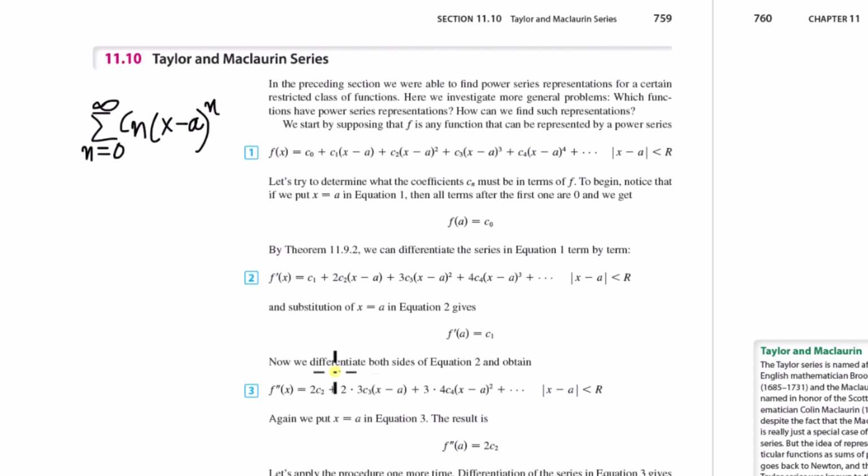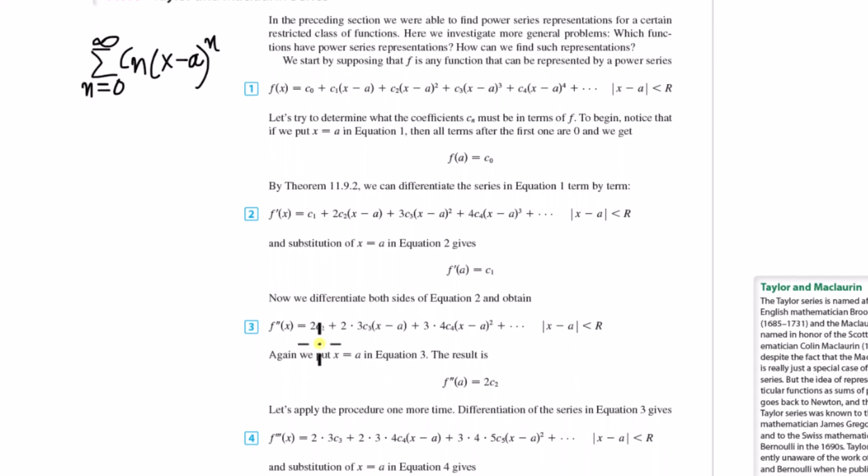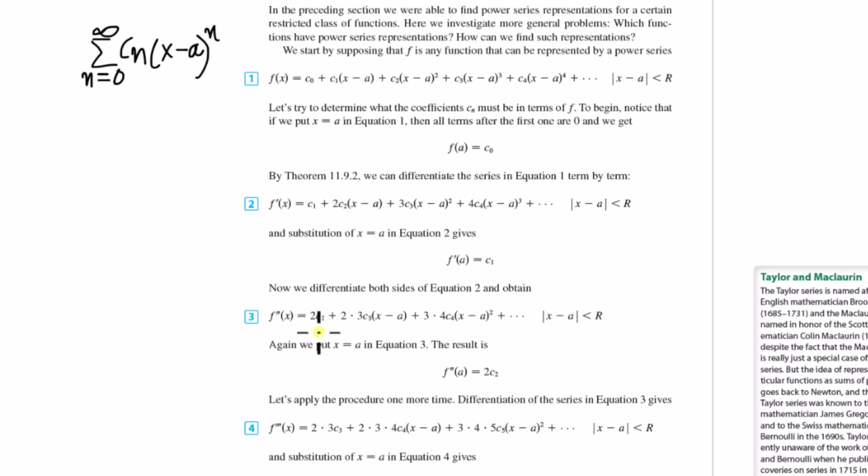Now you do another differentiation. The x minus a goes away, and you have 2 c sub 2. It's a little different: we didn't have any coefficient in front of c sub 0 and c sub 1, but now we have a coefficient in front of c sub 2. Still, we found that f double prime of a, the center point, is equal to 2 c sub 2.